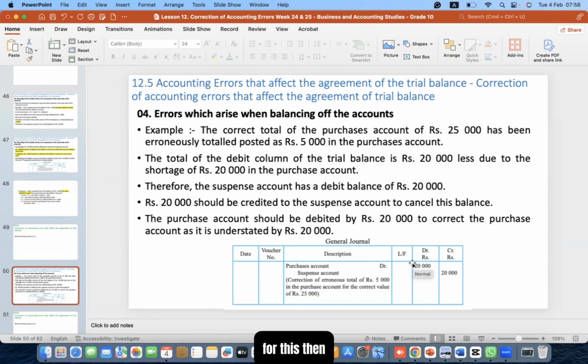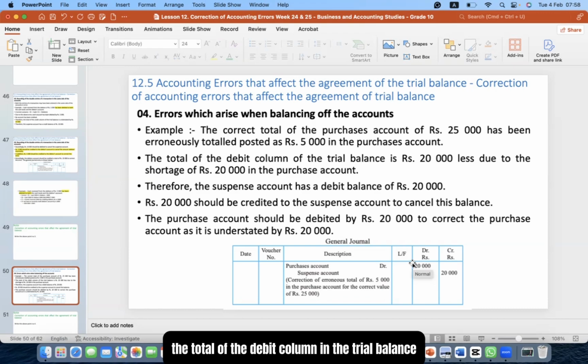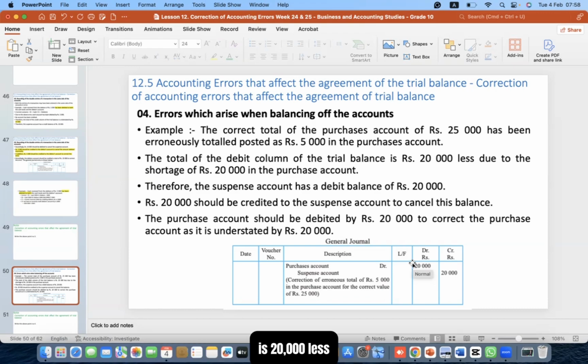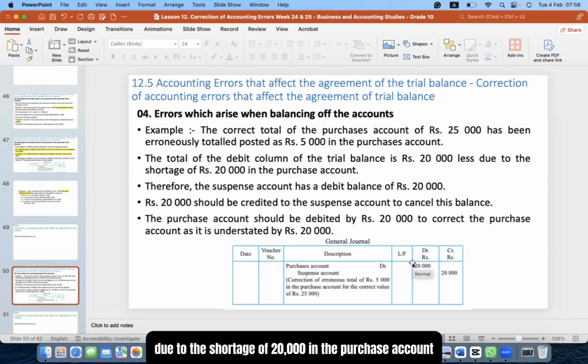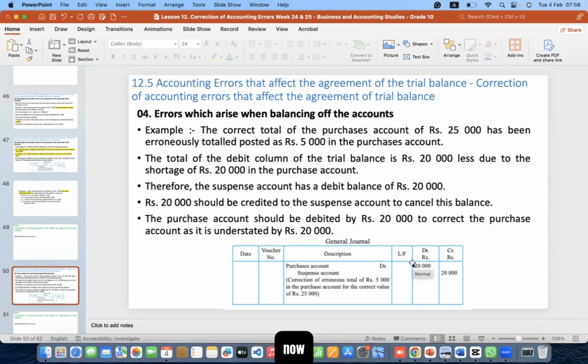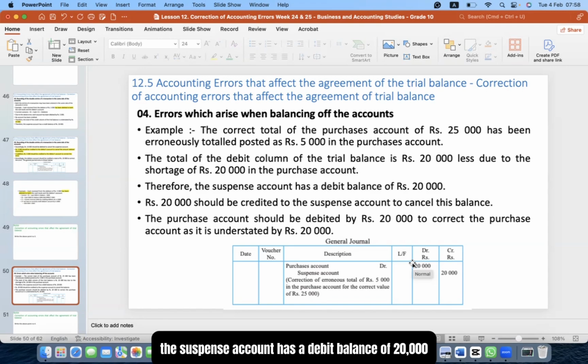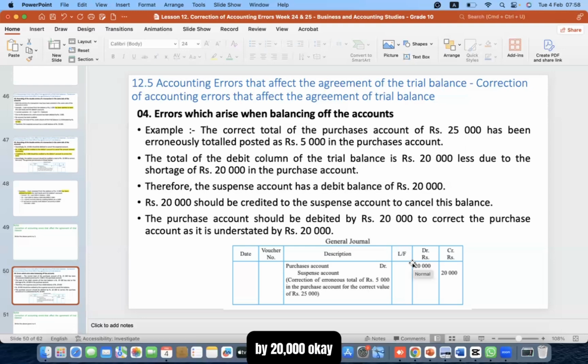For this, the total of the debit column in the trial balance is 20,000 less, due to the shortage of 20,000 in the purchases account. Therefore, the suspense account has a debit balance of 20,000. This 20,000 should be credited to the suspense account to cancel this balance, and the purchases account should be debited by 20,000 to correct it, as it is understated by 20,000.